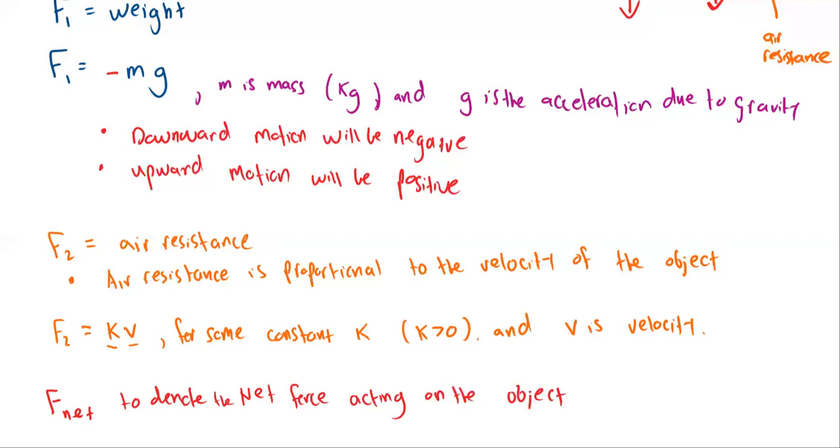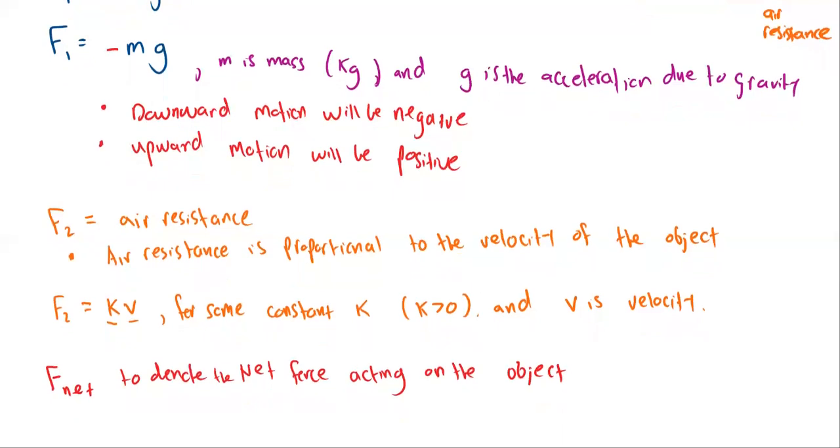So the net force is basically just the sum of all forces acting on the object. For our purposes, F net is going to be F1 plus F2. Those are the two forces that we're assuming are acting on our object. F1 was negative the mass times the acceleration due to gravity, and then F2 was some constant times the velocity.